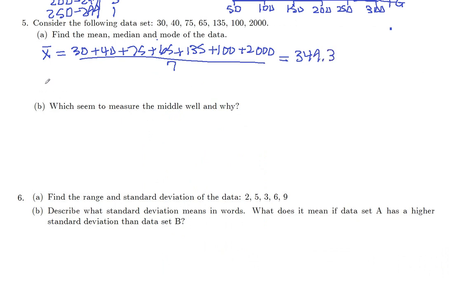And then our median here. So for the median, remember we have to order the data, smallest to largest. So 30, 40, 65 would be next. Then 75, then 100, then 135, and then the 2000.